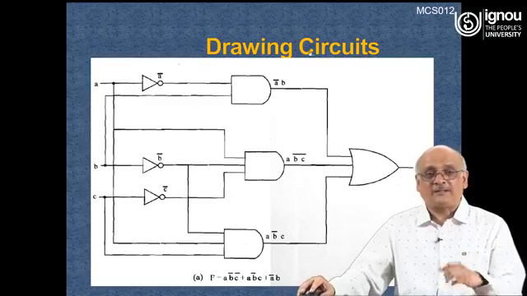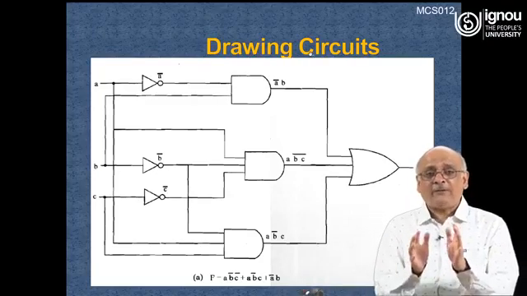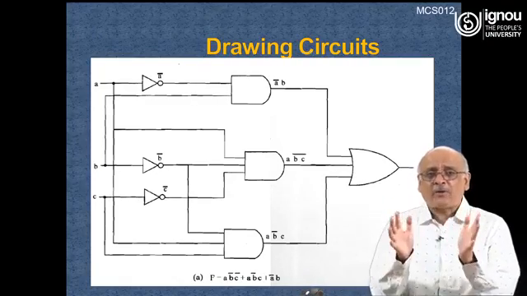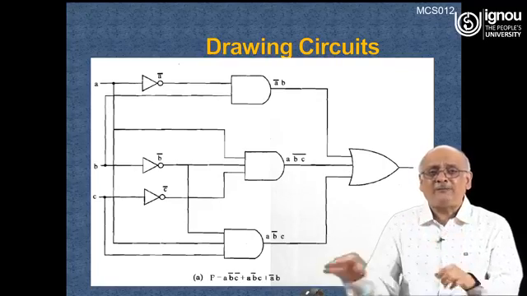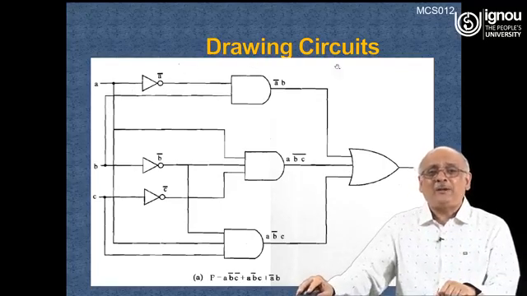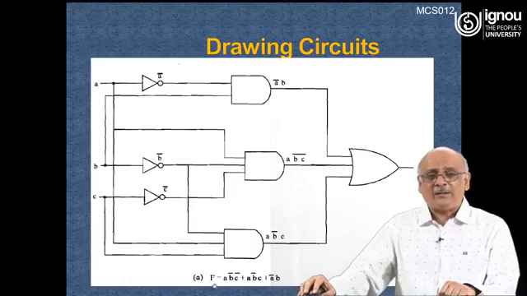Now how to draw a circuit. What we have covered so far is that we can create the Boolean function, but how a Boolean function will be converted to an equivalent circuit diagram. So now suppose F equals A B bar C bar plus A B bar C plus A bar B. Suppose this is my function which is to be drawn, right? So how do we draw it?